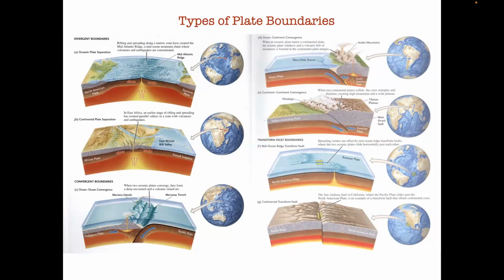Here what happens is they just slide against each other, and it creates many earthquakes because of this sliding. So most of our earthquakes usually form along this transform fault boundary. All these plate boundaries are prone to earthquakes. Among these, the transform fault boundaries are the ones which create more and more frequent earthquakes.